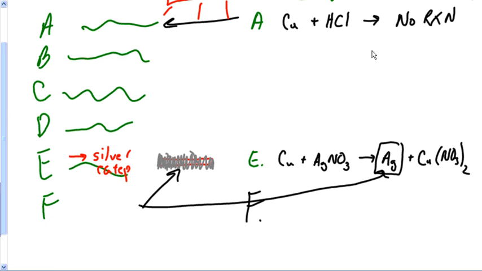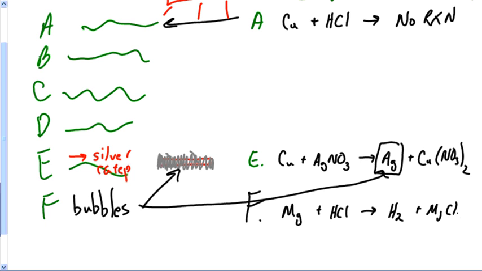Probably, I'm willing to wager on F. On F, I bet you saw bubbles. Bubbles! And when you saw those bubbles, here's the thing. Mg plus HCl, one of the byproducts you made was hydrogen gas. That's what those bubbles were. That was that hydrogen being made.